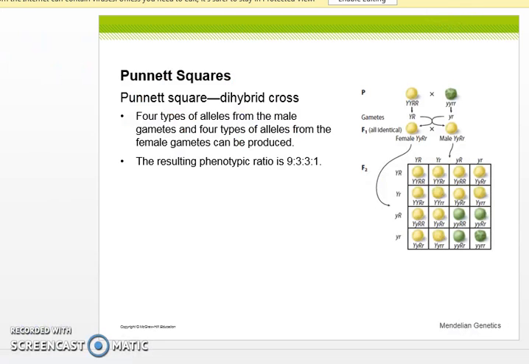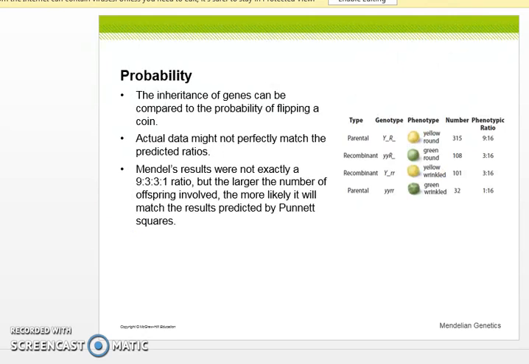So this is a stationary dihybrid cross for you to look at. 4 types of alleles from the male gamete and 4 types of alleles from the female gamete can be produced. And as you can see, it came up with the same ratio that we saw from our tutor.